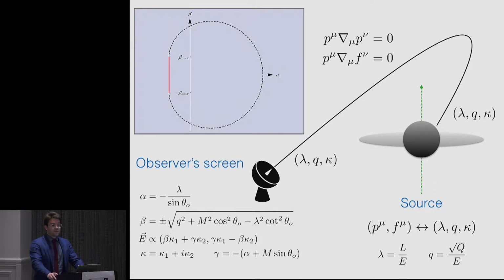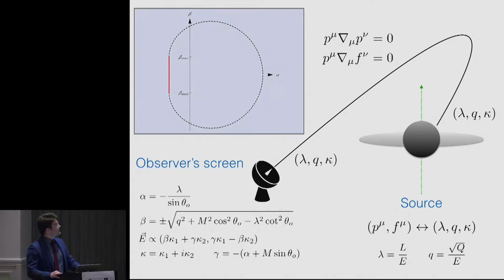Now, supposing that this geodesic reaches a distant observer, say the Event Horizon Telescope here on Earth, it turns out that these conserved quantities, which are the same, obviously, at the observer as they were at the source because they're conserved along the geodesic, lambda and q, are impact parameters, which tell you at what angle the geodesic impinges upon the observer screen.